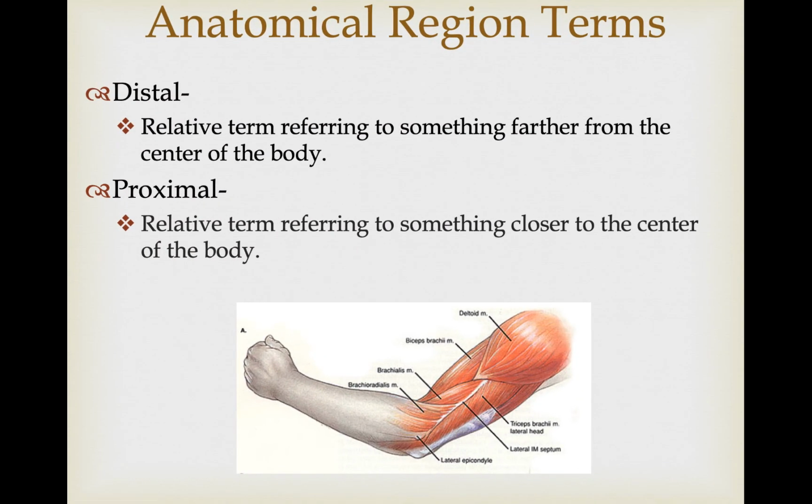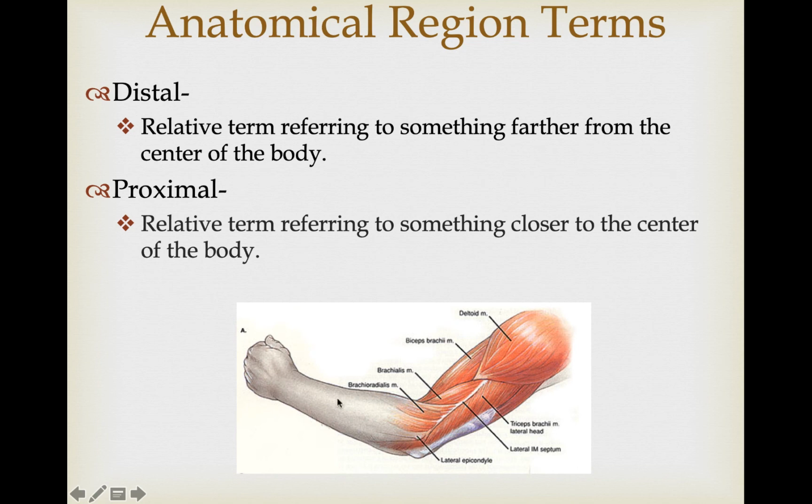Now, two similar terms refer to the relative position of structures on appendages. So distal and proximal refer to how something is close to the trunk of the body or on the extended distant part of an appendage. So, my wrist is distal to my elbow. That's one way that you could say that. The wrist is distal. It's farther away from the body than the elbow.